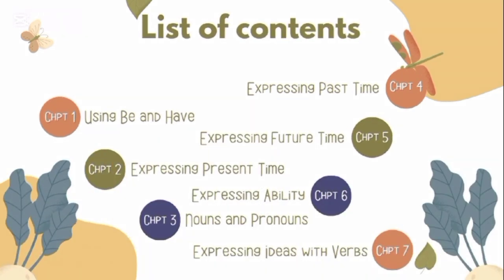Okay, so let's get started. We have a list of the contents in the book. The first one is using be and have. The second one, expressing present time. The third one, nouns and pronouns. The fourth one is expressing past time. The fifth one, expressing future time. The sixth one, expressing ability. And then the seventh one, expressing ideas with verbs.